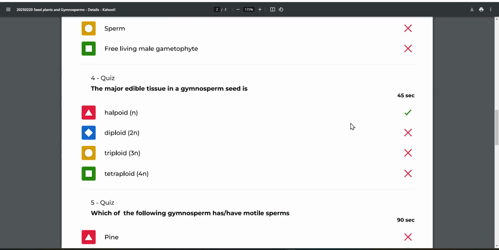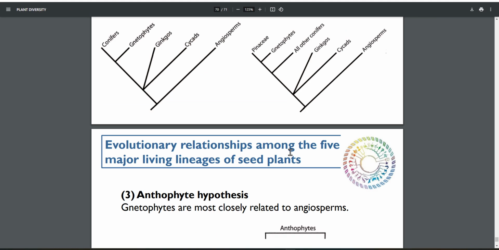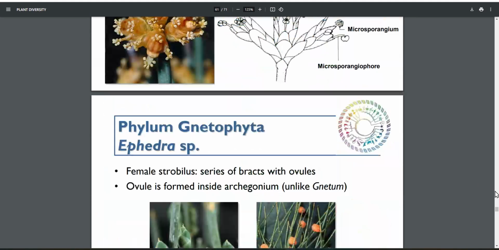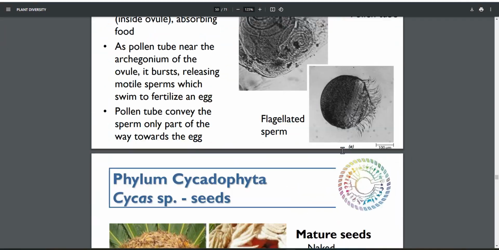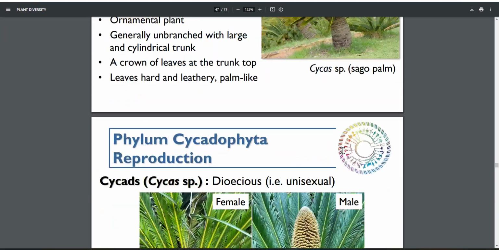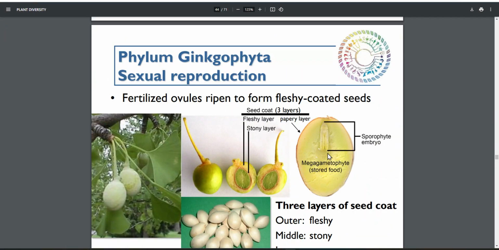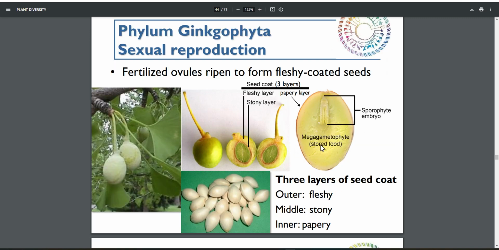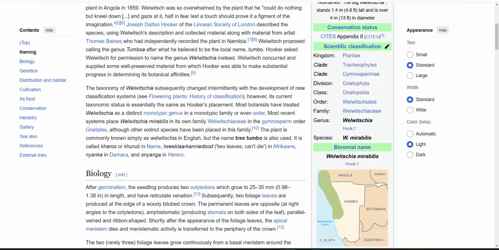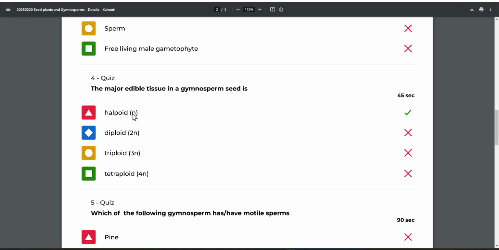All right, good. The major edible tissue in a gymnosperm seed is actually haploid, which is, as I mentioned, because I got this question wrong, quite disappointingly. If we eat the megagametophyte as well as the embryo, the big part that we eat is the megagametophyte, which is haploid.